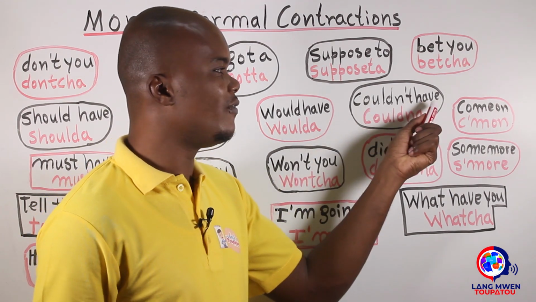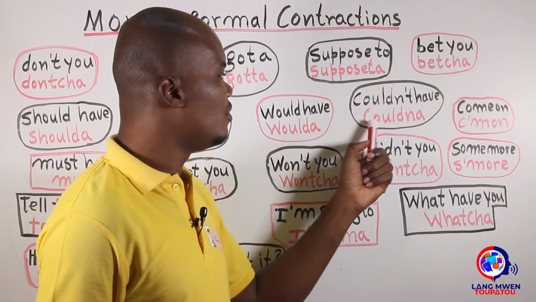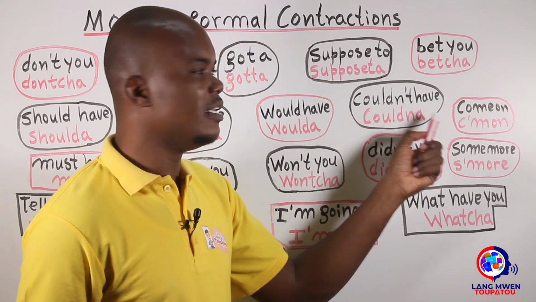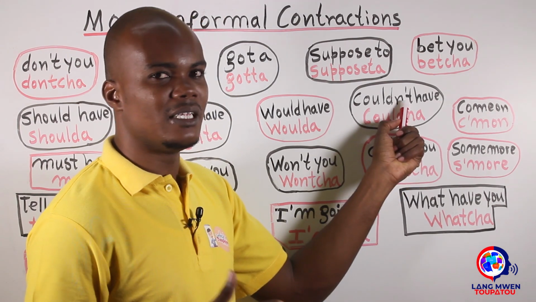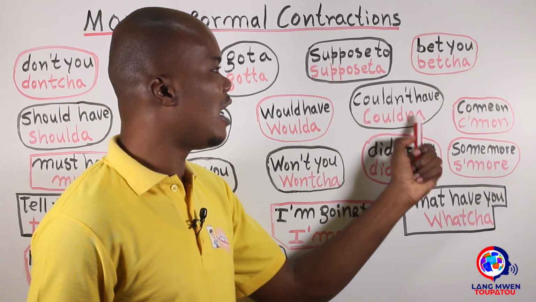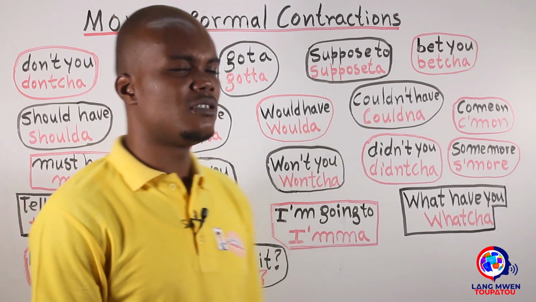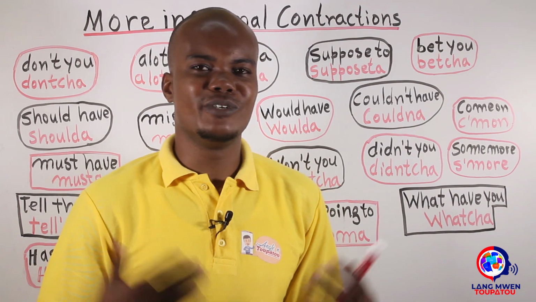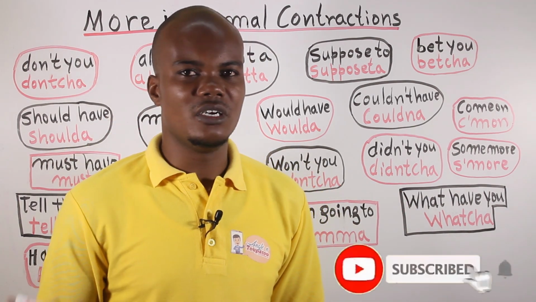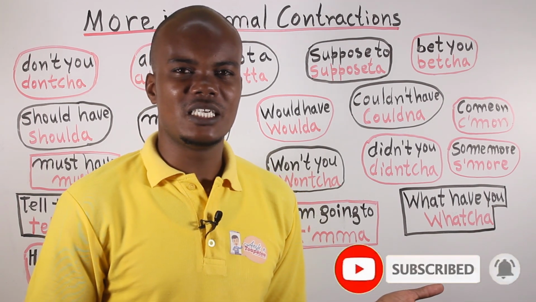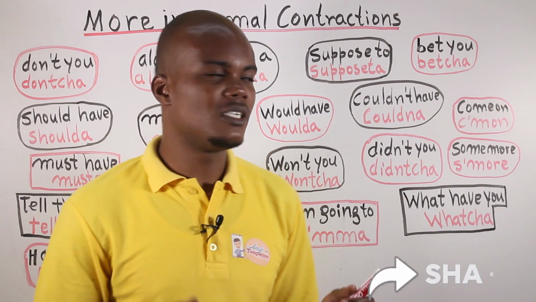Because "couldn't have" means "could not" in the informal way. You say "could na." "Could" plus "n" represents the negation and "a" represents "have." If you hear someone say "you could not it," the person means "you couldn't have it."